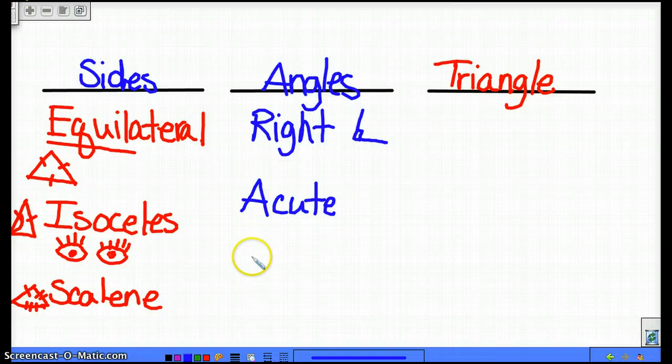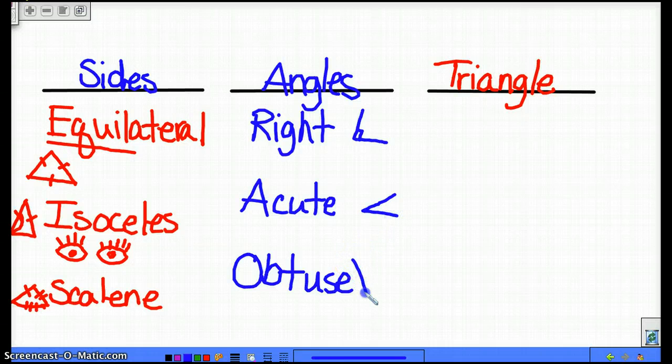The two other angles we talked about are acute and obtuse. We know that an acute angle is less than 90, and we know an obtuse is greater than 90. So with all of these angles, once you figure out the sides, you could possibly have an equilateral acute, or you could have an equilateral right. You could have combinations of a lot of these different sides with the angles. So we really do have to look at each triangle separately and analyze first its sides to decide what its first name is, and then its angles to decide what its middle name will be.